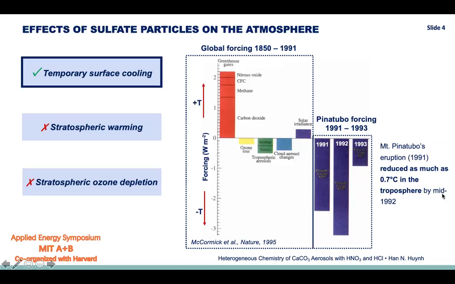Taking a deeper dive into the effects of sulfate particles on the atmosphere post-eruption, here on the left in red is the accumulated effects of greenhouse gases on increasing the Earth's surface temperature over the period of 1850 to 1991. In the 2 years after Mount Pinatubo eruption, there was a significant drop in the surface temperature that quickly surpassed the increase caused by greenhouse gases over the prior 140-year period.